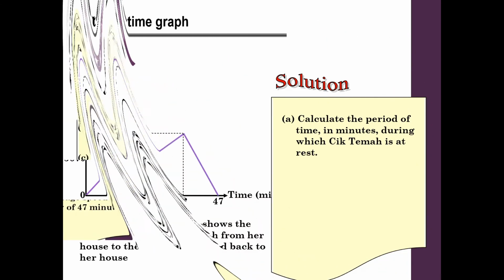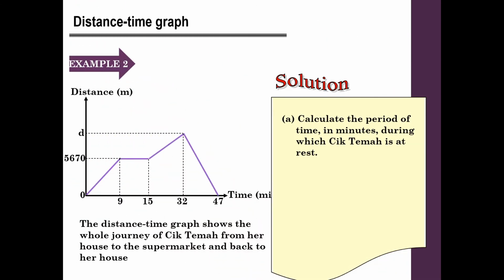So we will calculate the period during which Cik Temah is at rest. When you see the words at rest, that means you have to find where the line in the graph is horizontal. So here is the answer: we have 15 minus 9, which is 6 seconds. So the period of time in which Cik Temah is at rest is 6 seconds.